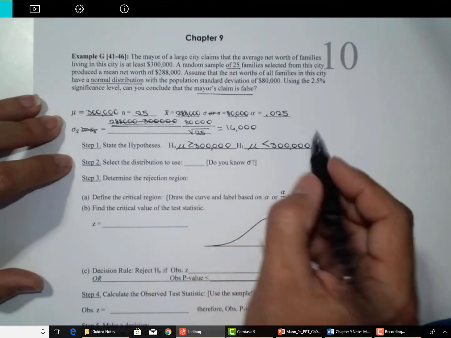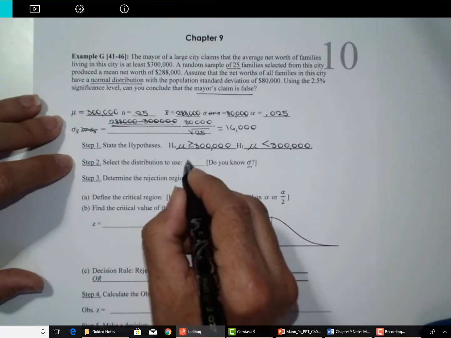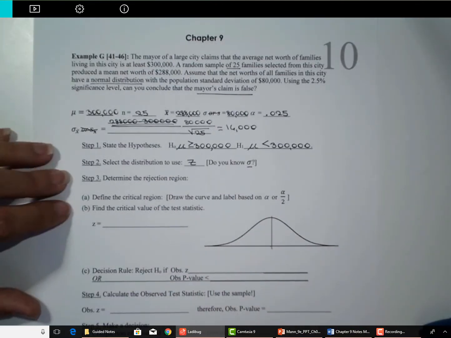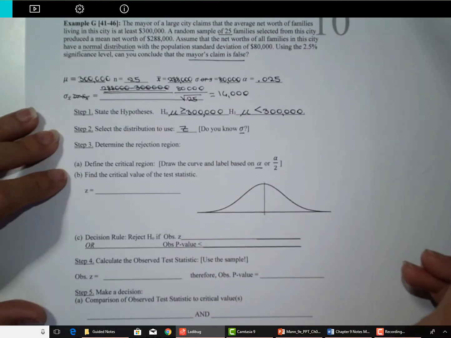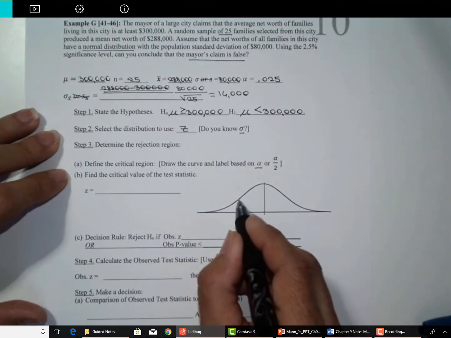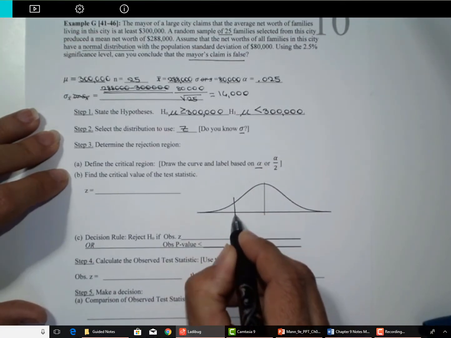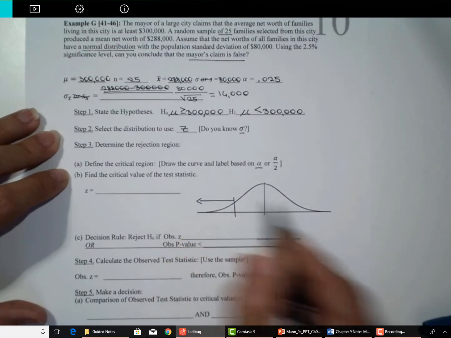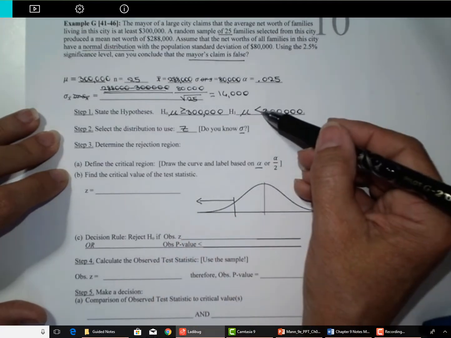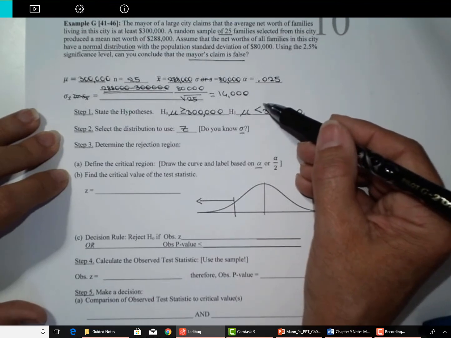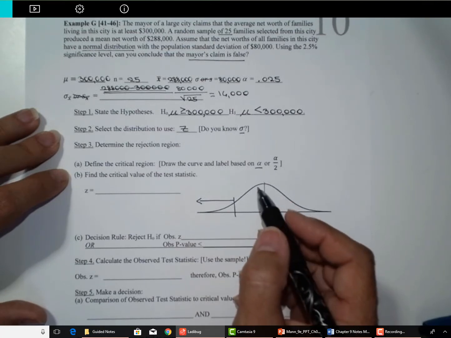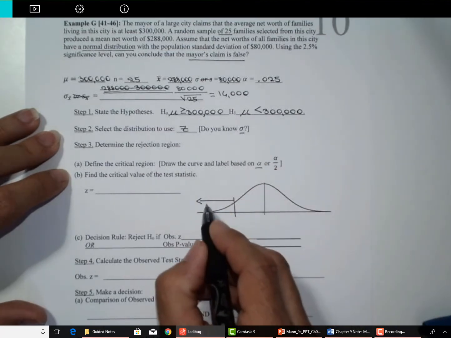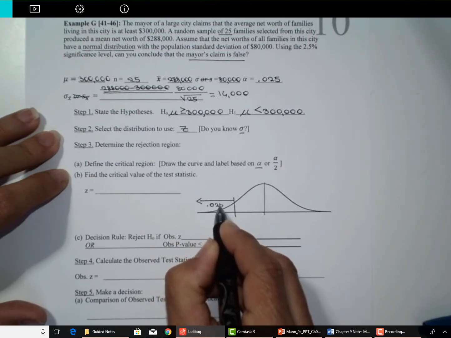Which distribution? Well, once again, we do know the standard deviation of the population, so we get to use the z-table. We're going to look at our critical region now, and we're going to draw a rejection region based on alpha all by itself. We don't have to split it in two because we have a left-tailed test. So here's my rejection region. It's in the left tail, and notice that it does follow the arrow in the alternative hypothesis. So that's one way you can check yourself. We want it to cover our entire significance level of 0.025.